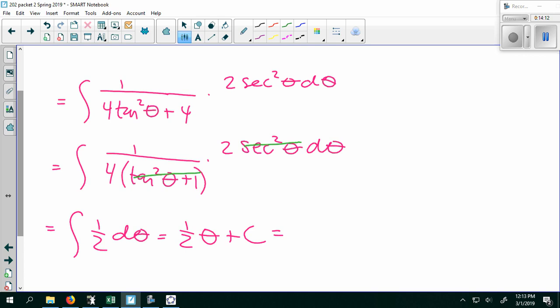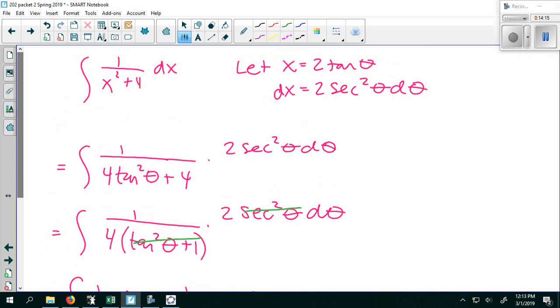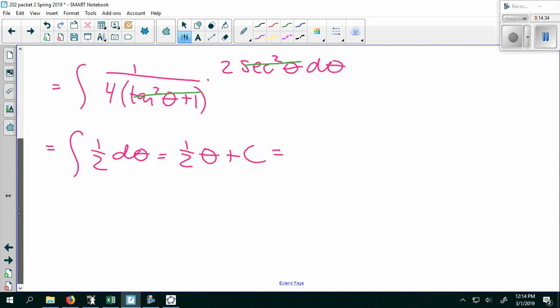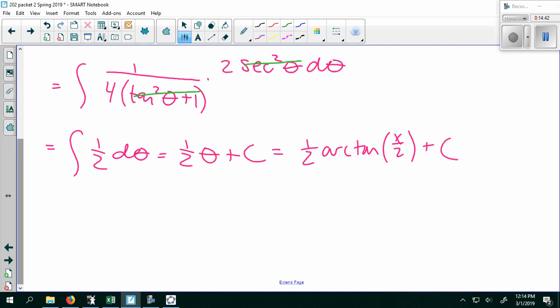And then I just have to replace the theta by going back to my original trig sub and solving for theta. So tan theta is x over 2, which means that theta is the arctan of x over 2. So this is just 1/2 arctan x over 2 plus c. So now I have the antiderivative, 1/2 the arctan of x over 2.